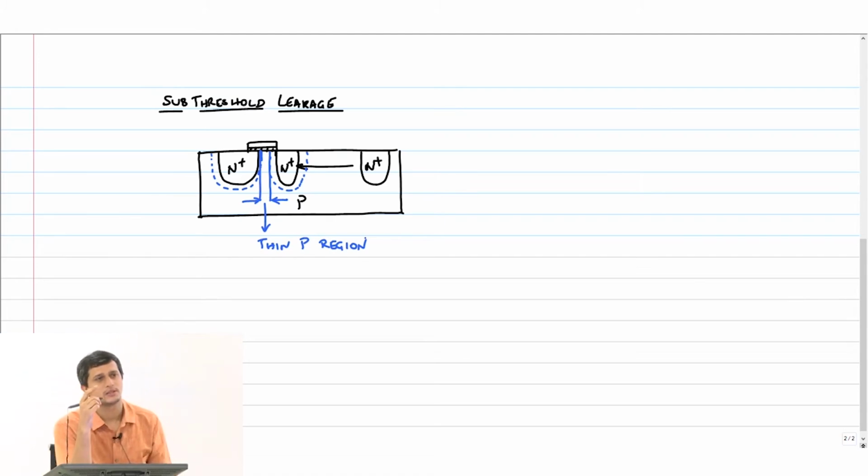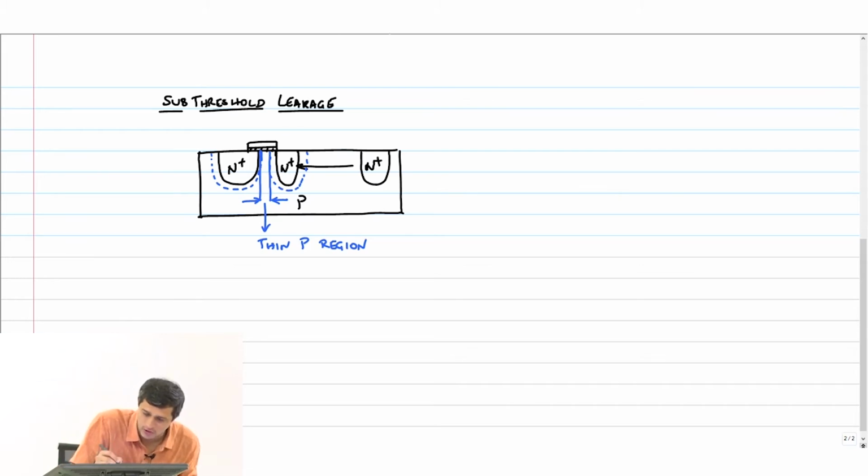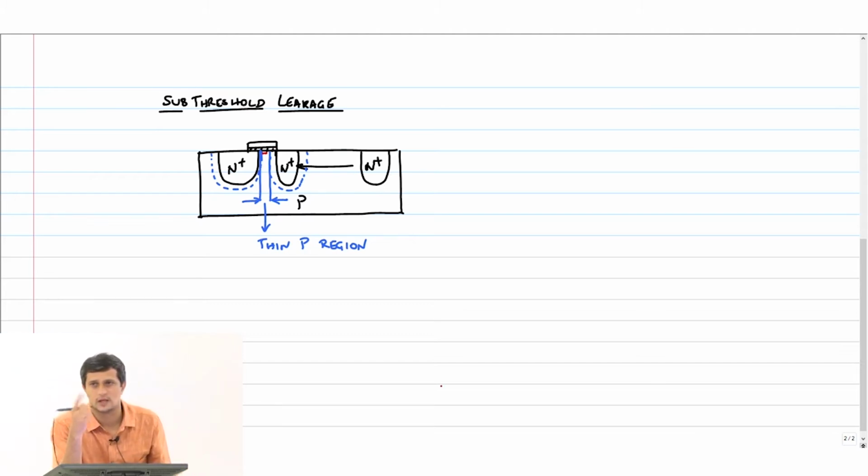So what happens is, before I actually invert the channel, there are no free electrons here, right? There are no free electrons in the channel. Before I invert, there is only excess of holes, and this side is n plus, that side is n plus, so really you can have no current flow, was the assumption.